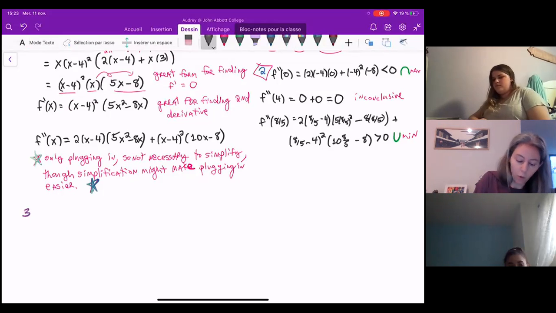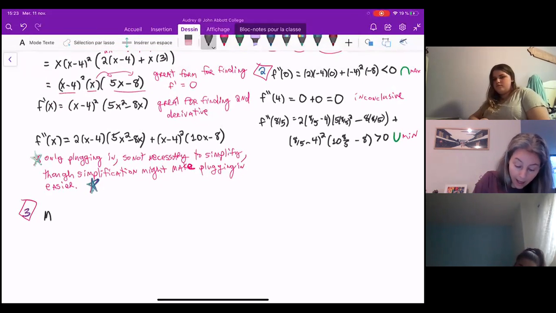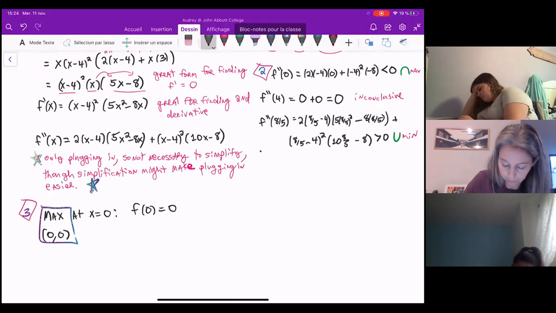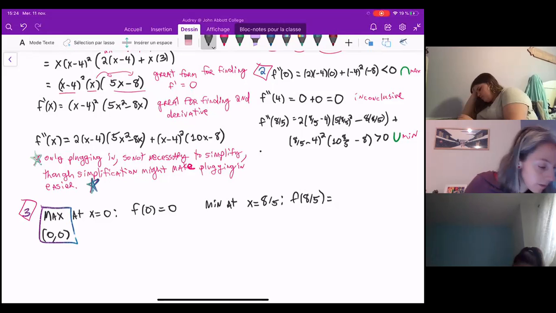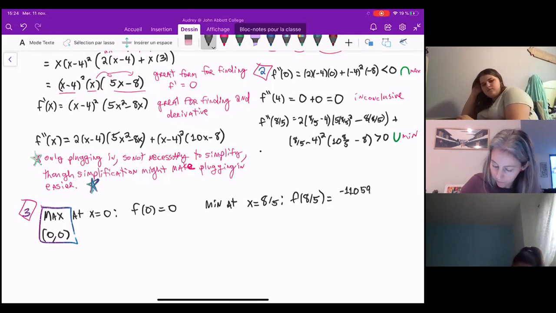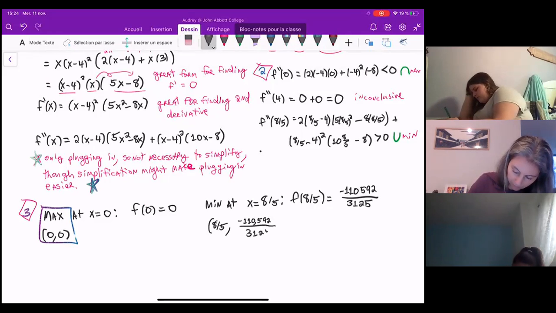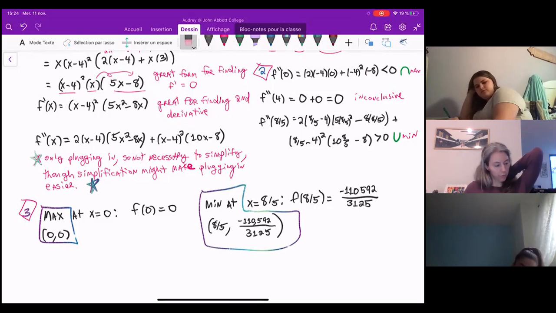So we move on to our step 3, and we're only looking at the 2 values. So we have a max at x equals 0, and f of 0 is equal to 0. So my max is at (0, 0). And we have a min at x equals 8 over 5. And f of 8 over 5, I plugged this in for us, is negative 110,592 over 3,125. So this is my min. And there we did that question from start to finish.